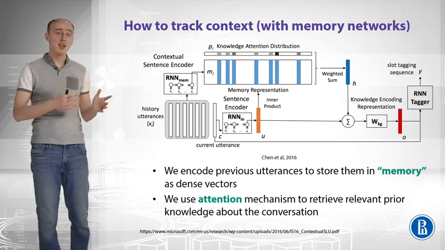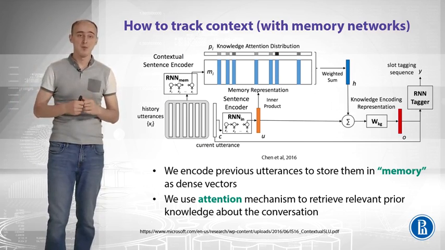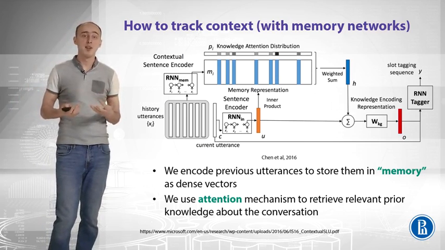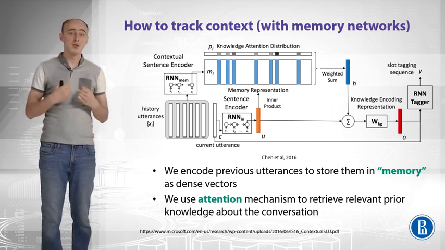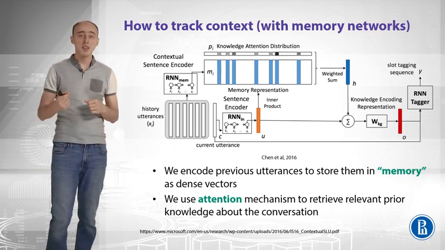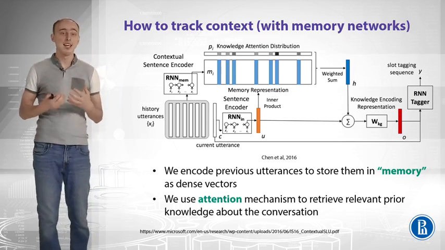Okay, so this is an overview of the whole architecture. We have historical utterances and we use a special RNN to turn them into memory vectors. Then we use an attention mechanism when a new utterance comes, and we know which prior knowledge is relevant to us at the current stage and which is not. And we use that information in the RNN tagger that gives us the slot tagging sequence.